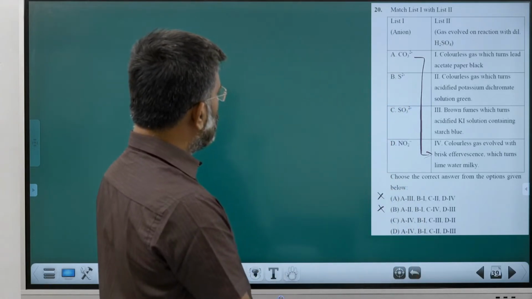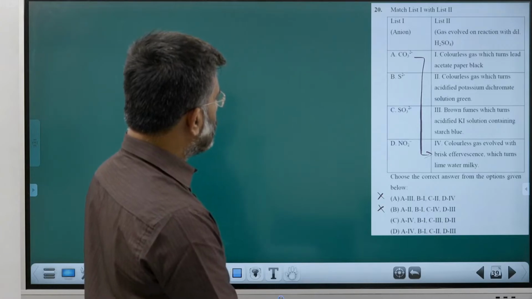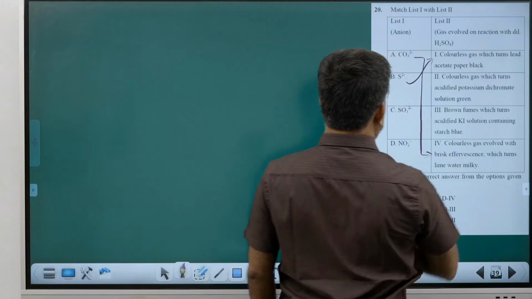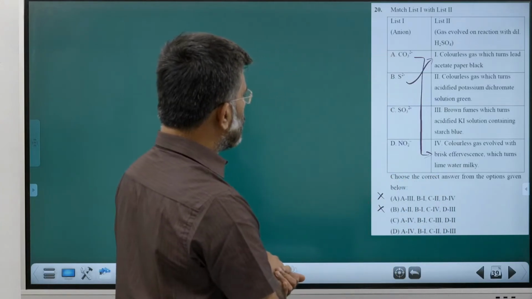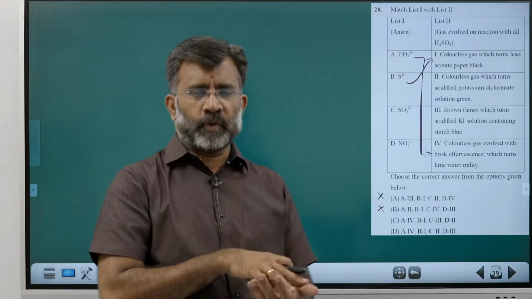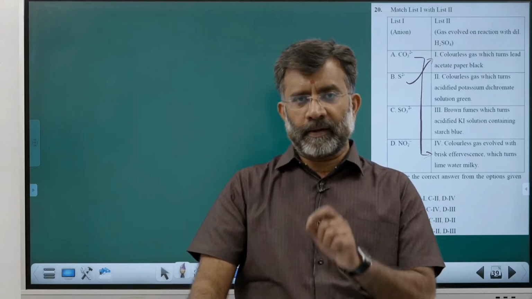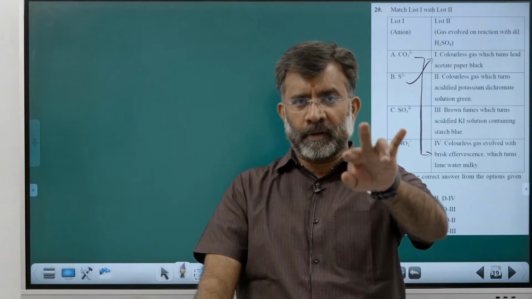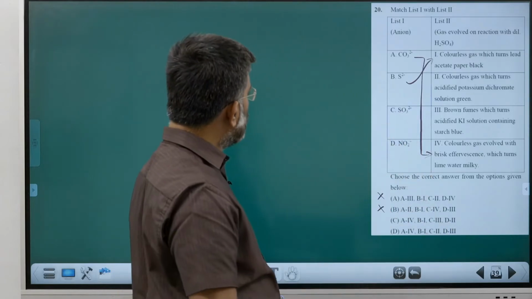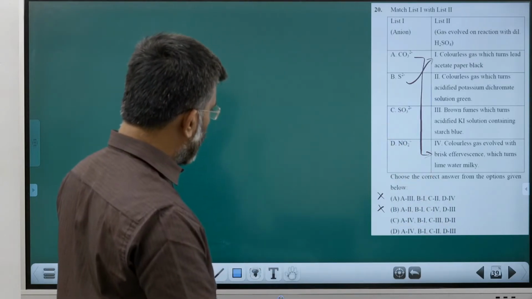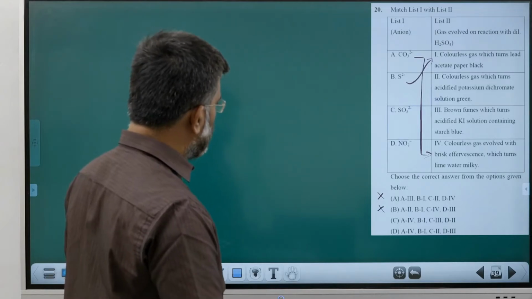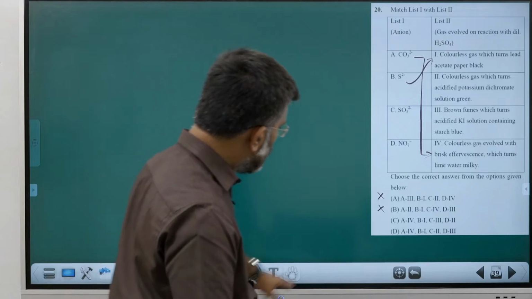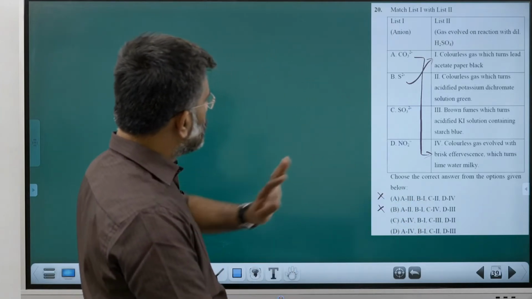Now what about the next one? Sulfide. Sulfide is the first one: colorless gas which turns lead acetate paper black. Sulfide with dilute acid gives hydrogen sulfide, which is the test for sulfide, and lead acetate paper turns black. So A4, B1, but we don't get the answer yet because both options are the same. We have to check the next one also.